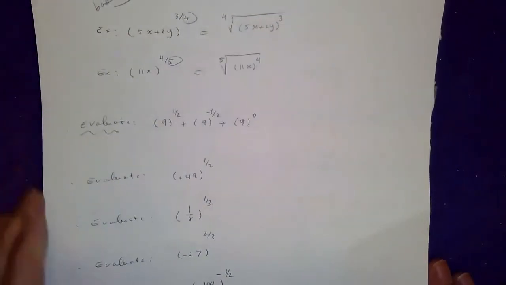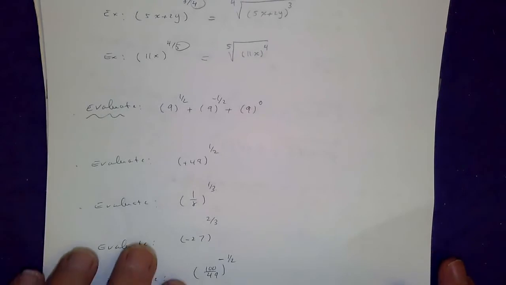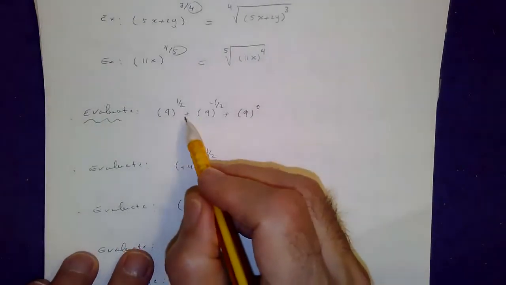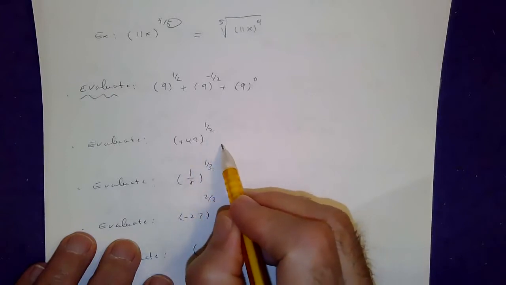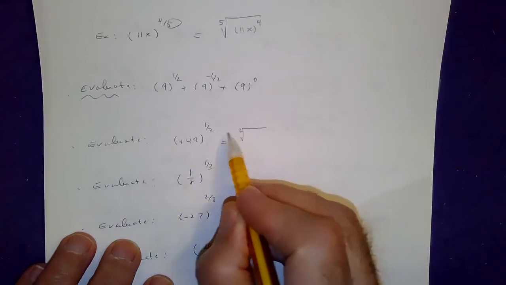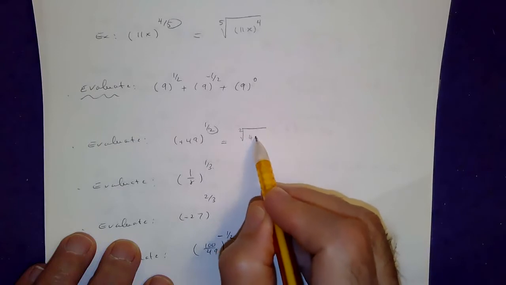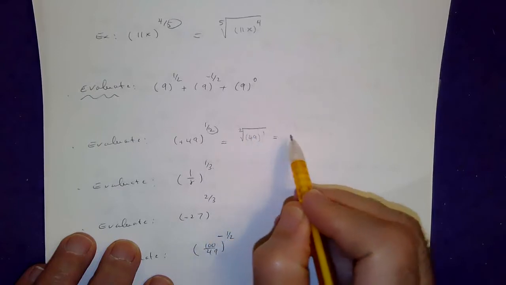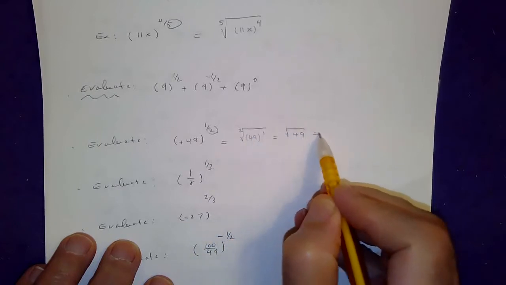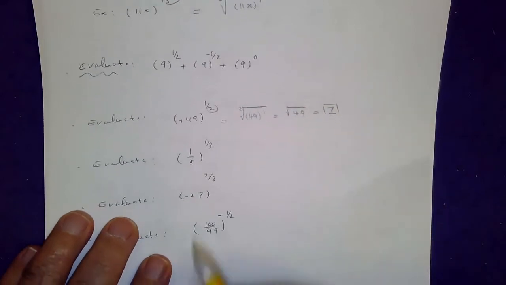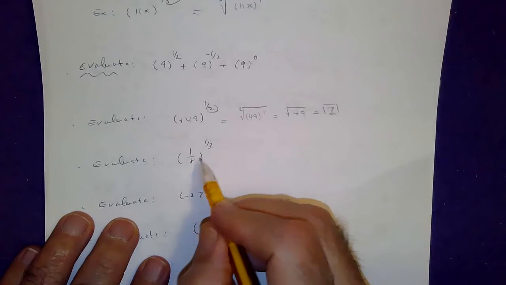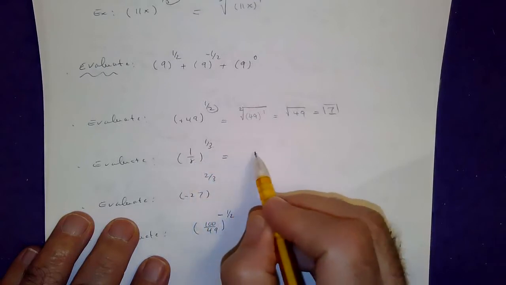So let's do some cute problems. How do you evaluate 49 to the power of 1/2? Well, that's like the square root of 49 to the power of 1, which is the square root of 49, so the answer is 7. What about 1 over 8 to the power of 1/3?